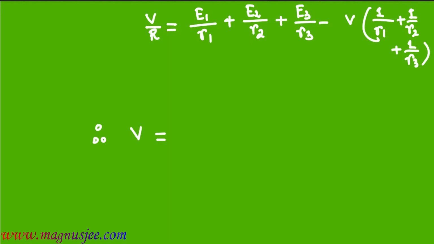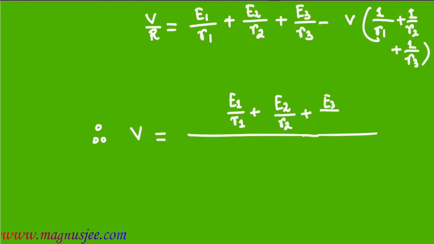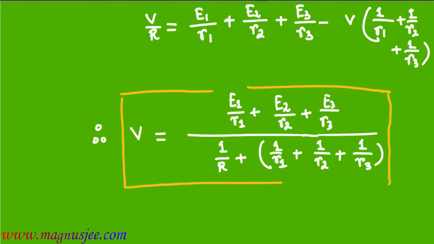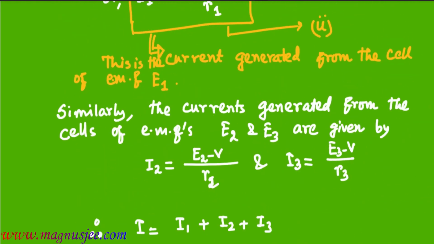So therefore, if we simplify, we get V equals E1 by R1 plus E2 by R2 plus E3 by R3, whole divided by 1 by capital R plus, under bracket, 1 by R1 plus 1 by R2 plus 1 by R3. So this is the formula of terminal voltage of the parallel combination of three cells. V is the terminal voltage.